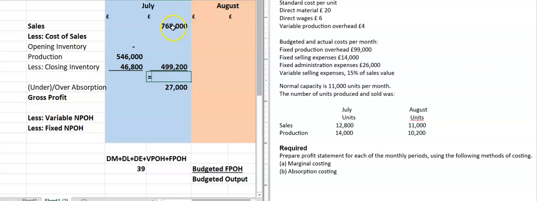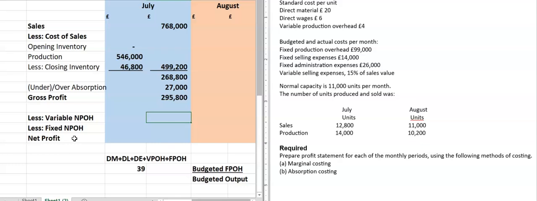Before that, you need to calculate this one, sales minus cost of sale, 268,800. So what will be the gross profit? For the gross profit, you have to adjust your normal differences with this under or over absorption, so that you get your actual correct gross profit, which is 295,800. Then after that, you have to less your variable cost to get the net profit. Variable non-production cost.